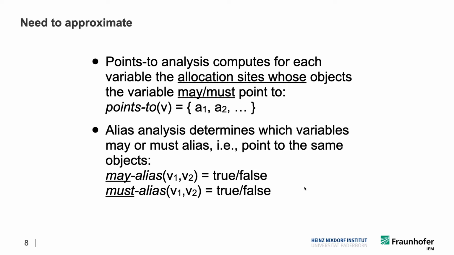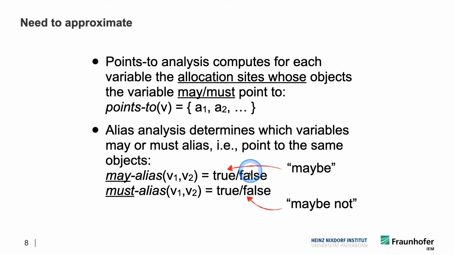So what does this mean? So if such a may alias analysis tells you true, then it doesn't actually mean true for sure. It actually means yes, true, maybe the two variables are alias. So it might be there's one possible program execution along which at some point in time v1 and v2 point to the same object.